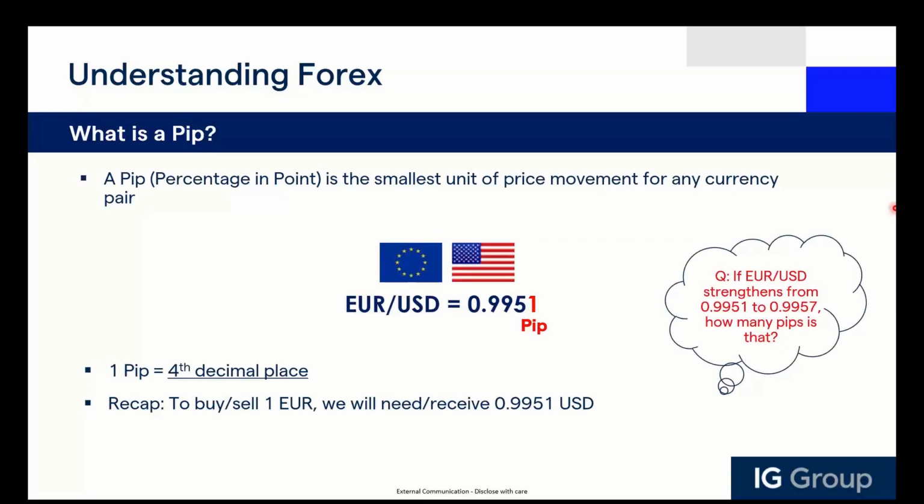Okay, so just a poll again to test your understanding of this concept of a pip. If the euro strengthens from 0.9951 to 0.9957, how many pips do we consider this? So I'll just leave 10 seconds for you to answer.